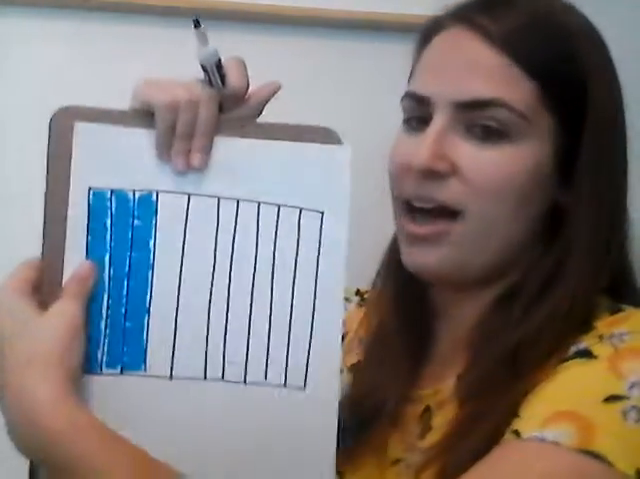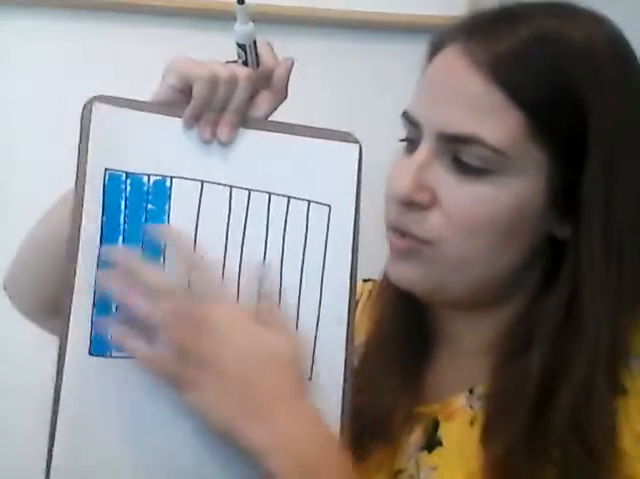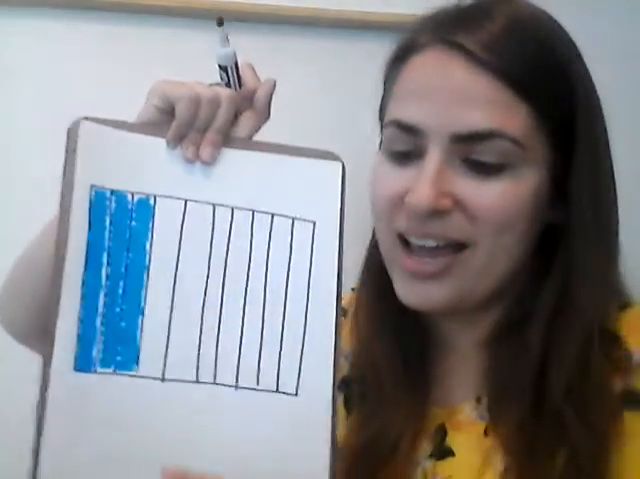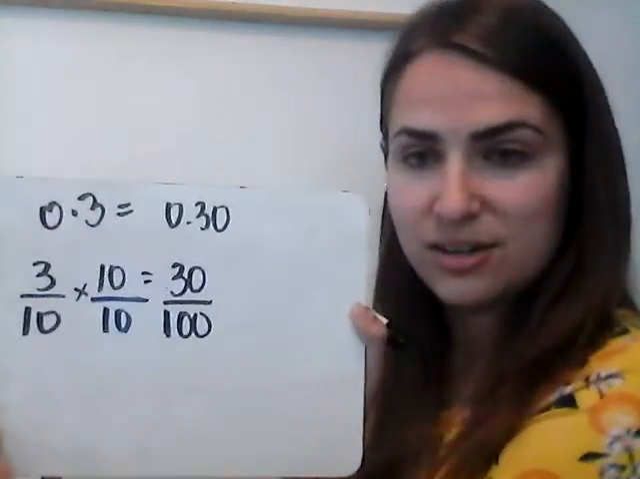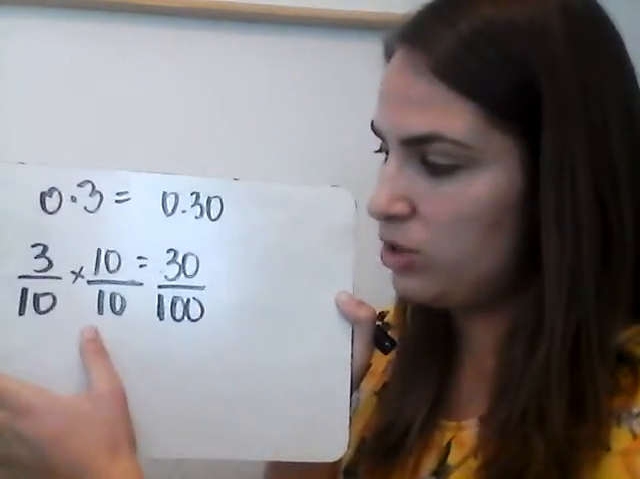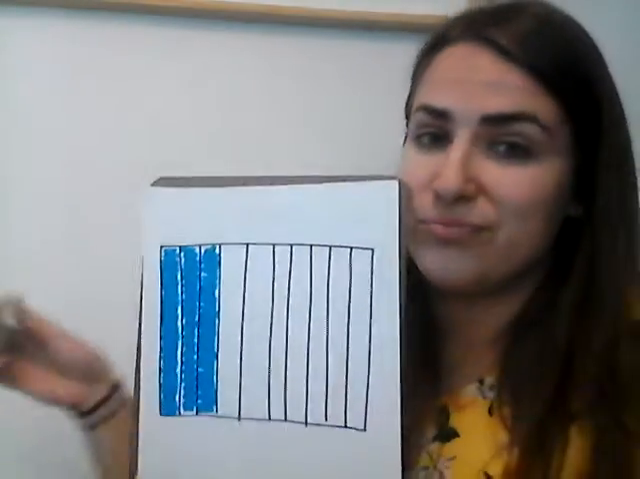So you guys, I already drew it out for you. I have 3/10, right? And if I wanted to make an equivalent fraction multiplying by 10 over 10, what could I do? What would I do?